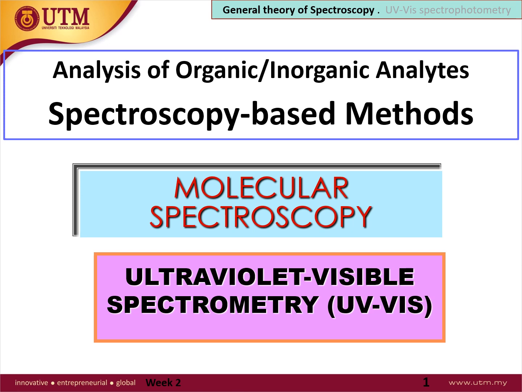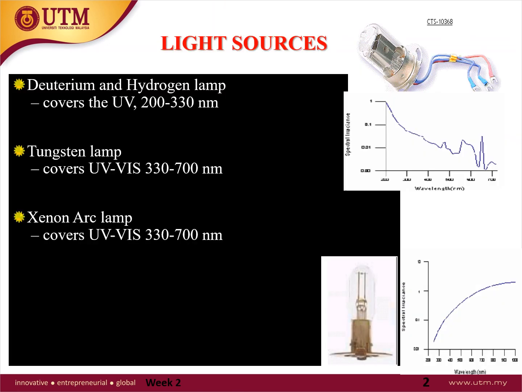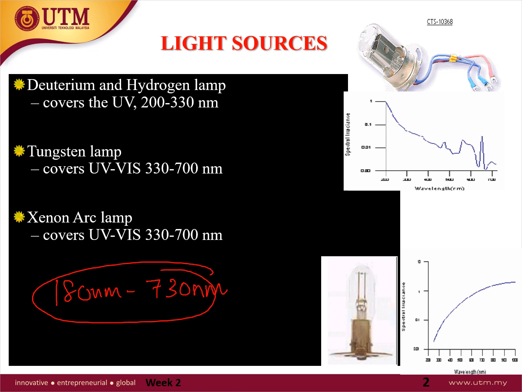We start with the light sources. Ideally we want a light source that can cover between 100 nanometer to 730 nanometer, so it can cover UV until visible. Ideally we have one light source that caters to this.